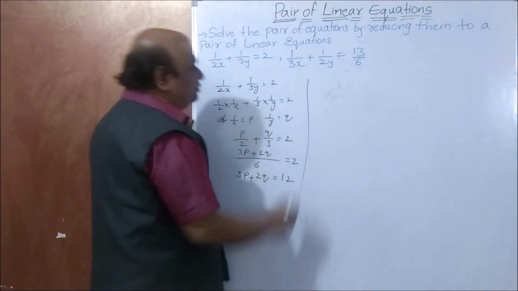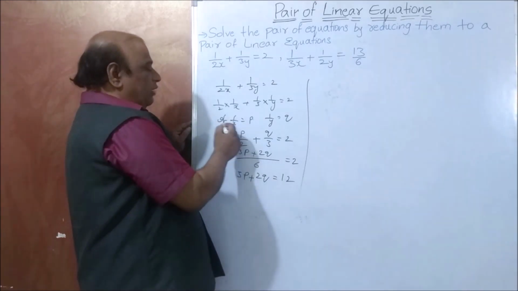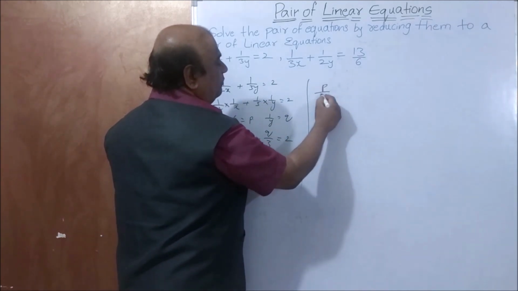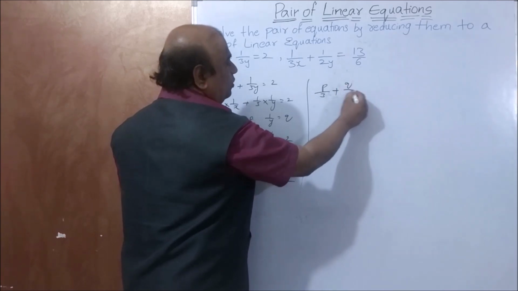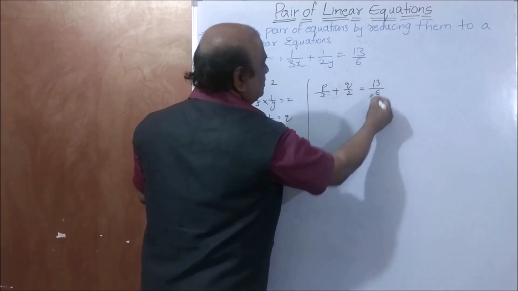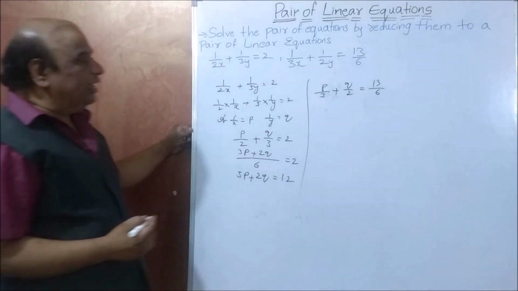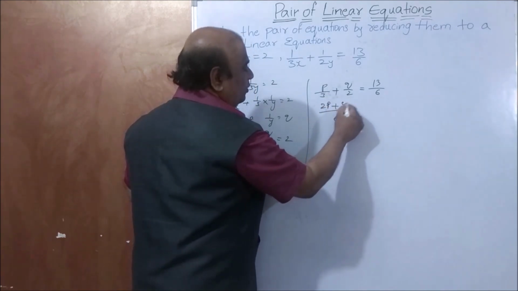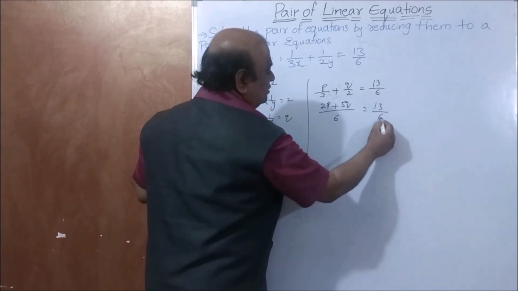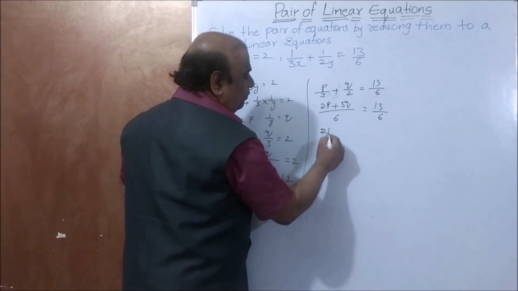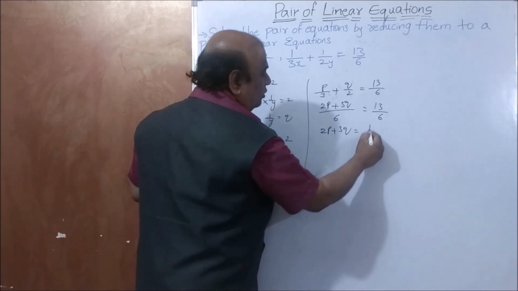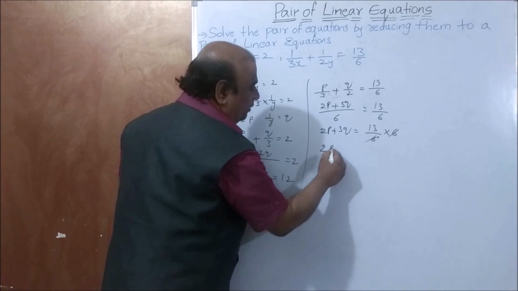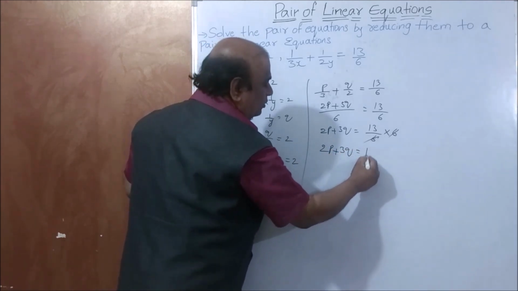Now can you assume this equation 1/(3x) + 1/(2y)? If 1/x is equal to p, 1/y is equal to q, then it is p/3 plus q/2 is equal to 13/6. Here the LCM is 6. So 2p plus 3q is equal to 13/6 times 6. The 6s cancel. Now this is 2p plus 3q is equal to 13.